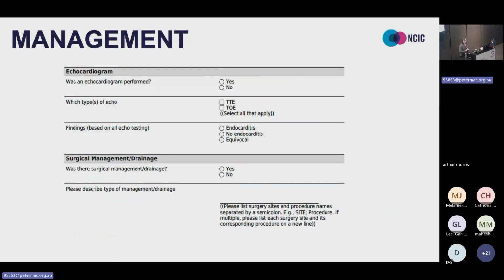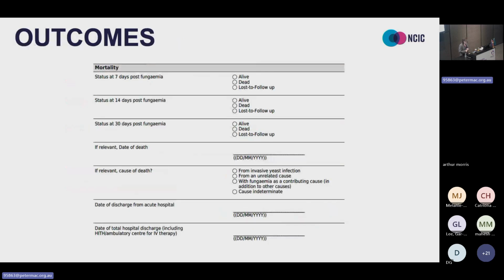Whether an echocardiogram was performed and which type of echo, you can obviously select multiple, and based on that, at the end of the day, was there thought to be endocarditis or not? And was there any surgical management for source control, and a description of what type of procedure was performed?